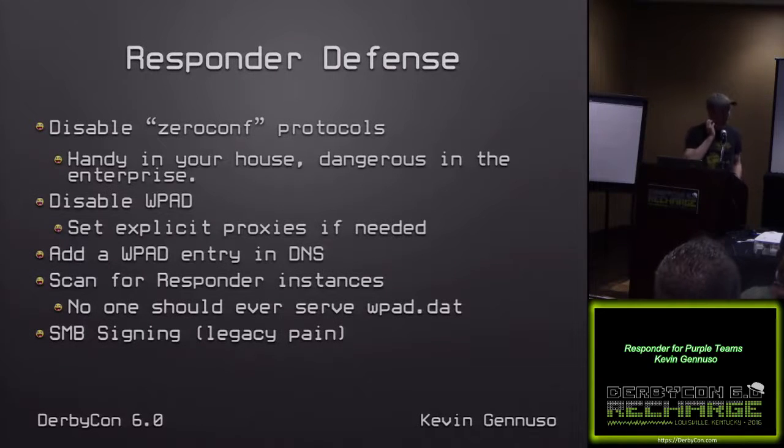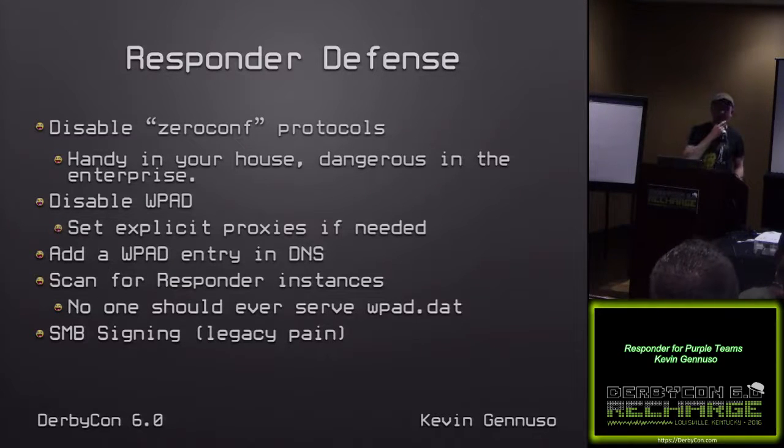So with regards to Responder defense, disable these protocols. These zero configuration type protocols, get rid of them. They're great in your house. They're no good in the enterprise. Ditch them. Disable WPAD and set explicit proxies if you need to. You probably don't even need to, but if you do, you can set them. You don't need to just broadcast out to the world to find your proxy, right?